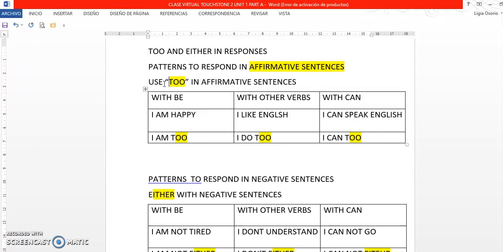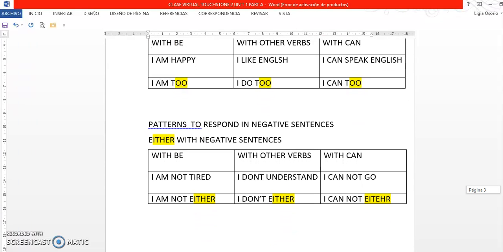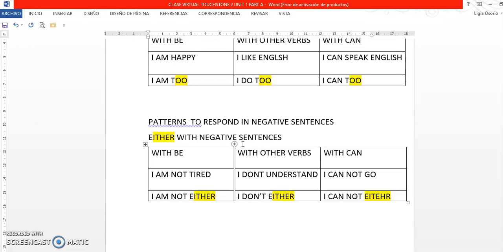Now, remember that you are going to use "too" only in affirmative sentences when you agree with the first opinion, okay? When you agree with the first opinion, remember, you have to use "too" in your responses. Now, on the other hand, we have "either." Remember that I'm also going to use "either" in responses, but "either" is going to be used with negative sentences, okay? "Either" means tampoco, alright?